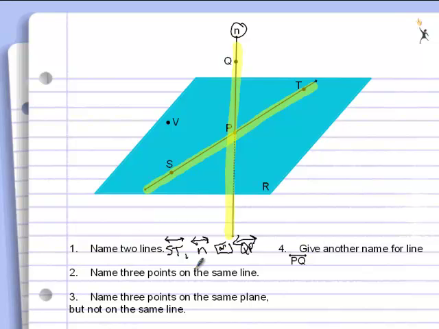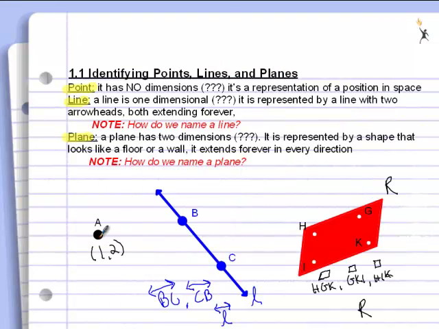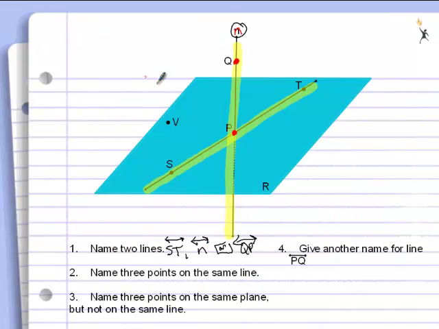Let's name 3 points on the same line. Well, there are only 2 lines to pick from, first of all. Are there 3 points that are on the same line? Well, first of all, there's point Q and point P. They're on the same line. N is not a point. N is just the name of the line. Unless I see a little dot next to it, just like letter A. Unless I see a dot next to it, it's just a letter that is being used. So here are 2 points.